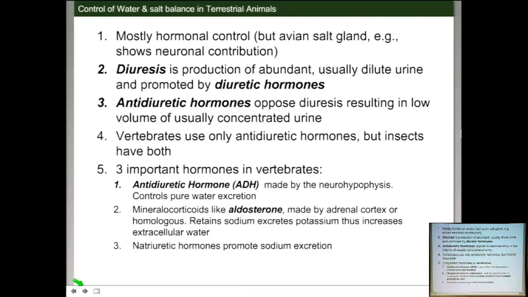So the control of water and salt balance in terrestrial animals is mostly under hormonal control. We didn't talk about that yet. We did mention a neuronal control when we talked about the avian salt gland. There's a neuronal contribution. And so now we talk about diuresis, which is the production of abundant, usually dilute urine. And this is promoted by diuretic hormones. And they're the opposite. Antidiuretic hormones slow down diuresis, slow down urine flow. So this preserves water at the expense of concentrating the urine.